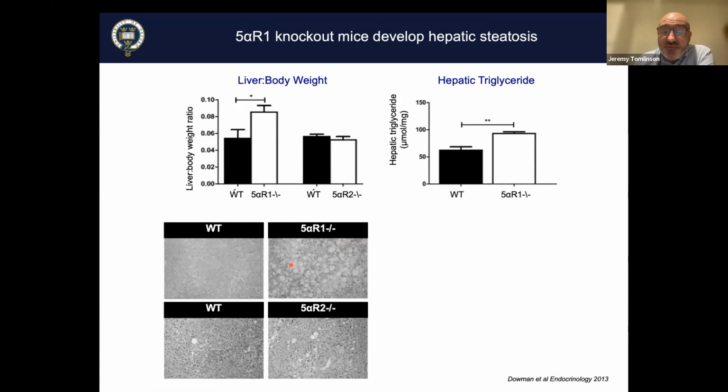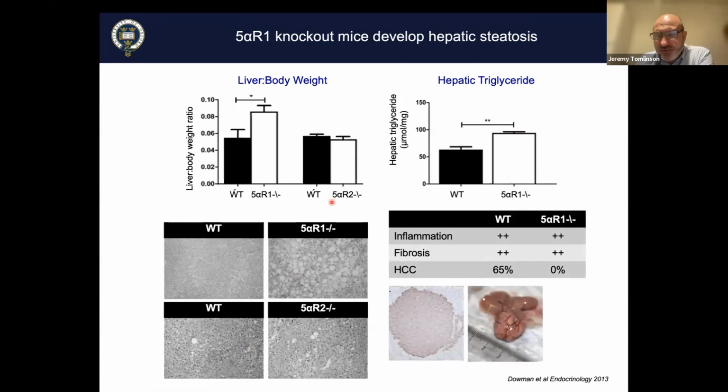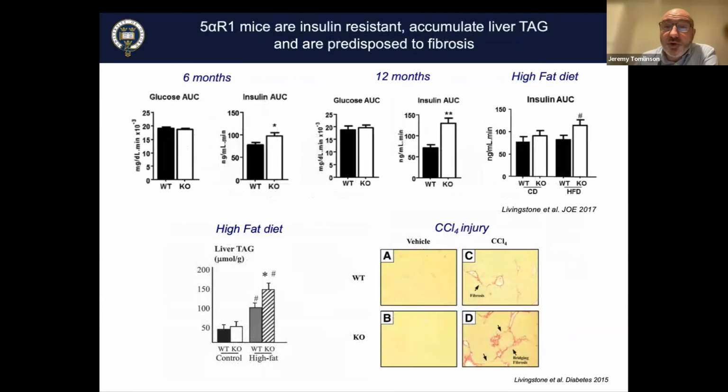So these animals were predisposed to developing fatty liver. The 5-alpha reductase type 2 knockout mice weren't, but again, not altogether surprising, bearing in mind it's not really expressed in the rodent liver. But we also intriguingly saw that when we put these animals on a diet that not only drives hepatic steatosis, but inflammation and fibrosis, the 5-alpha reductase knockouts were actually protected from the development of hepatocellular cancer. So quite a curious phenotype, but it certainly gave us the first indication that the 5-alpha reductases were important in regulating metabolic and potentially proliferative phenotype in the liver.